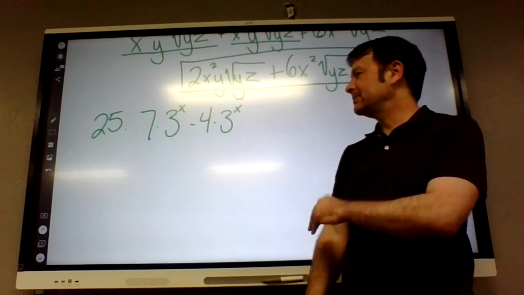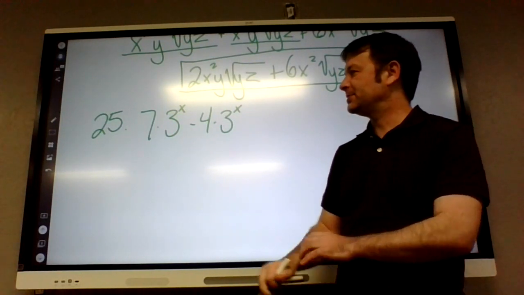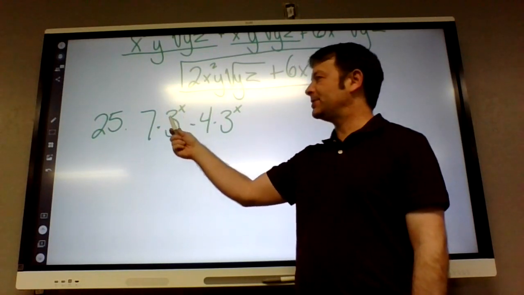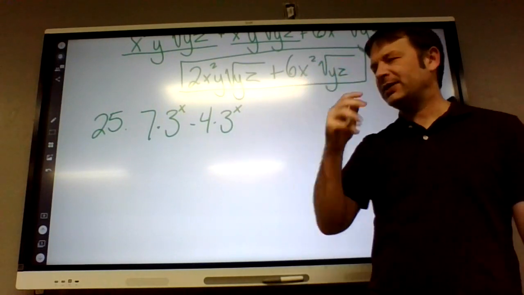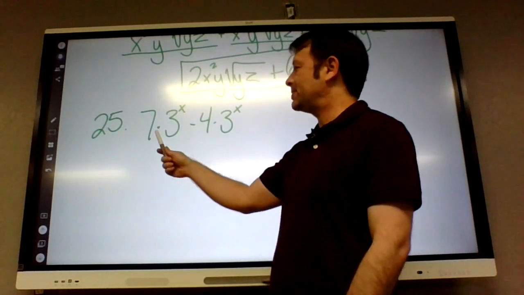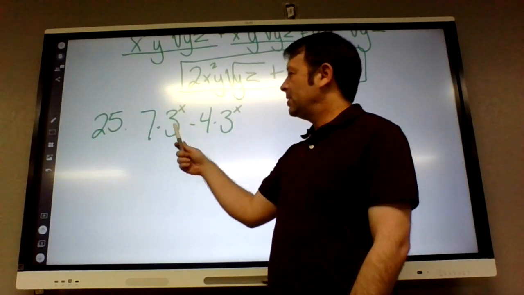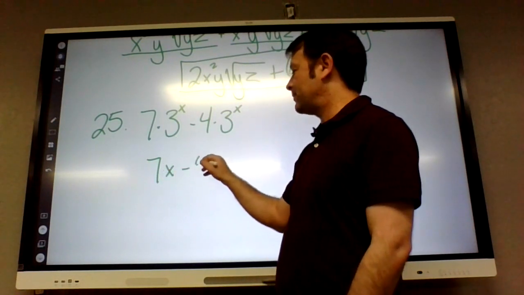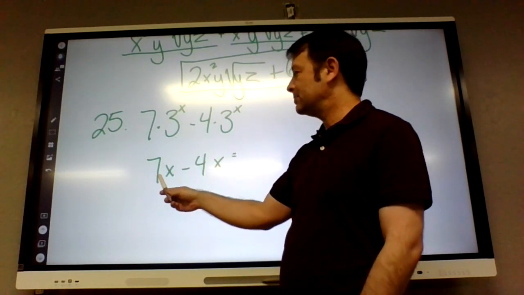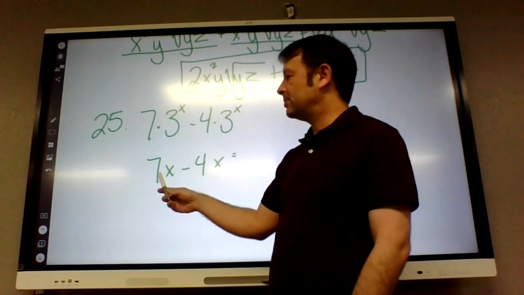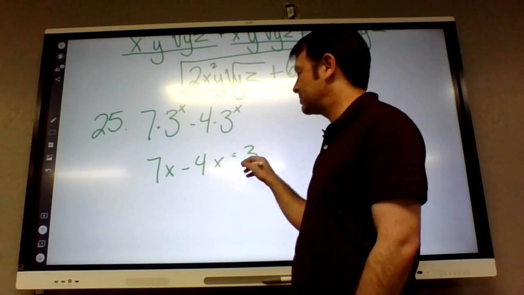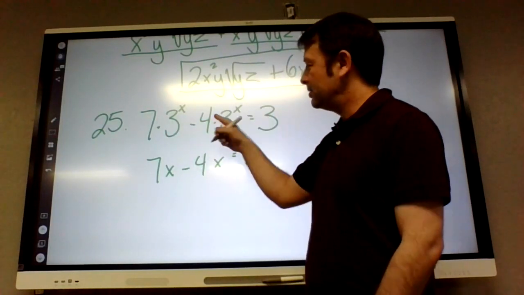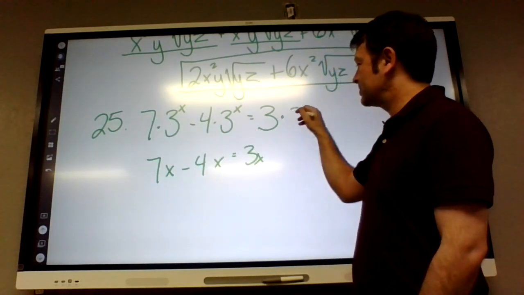Can you multiply 7 times 3 to the x? No, you cannot. The reason you cannot put those together is exponents come first. So that would not equal 21 to the x. That would be something different. Order of operations kind of prevents us from multiplying those together. So it's kind of like the problem 7 times something minus 4 times something. What's that going to equal? That's a great question. 7x minus 4x is 3x. So if we have 7 of these minus 4 of these, we have 3 of these.